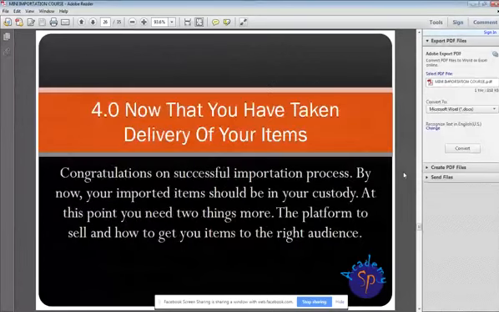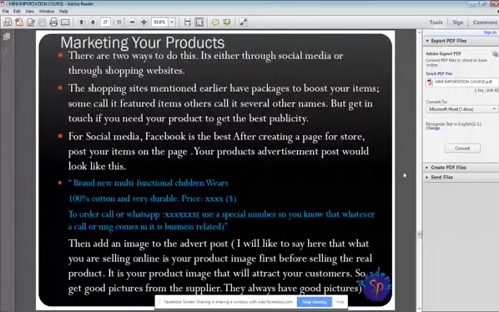Very important. Now that you have taken delivery of your items, congratulations on successful importation process. By now, your imported goods should be in your custody. At this point, you need 2 things: the platform to sell and how to get these things, and the marketing. Now, I've told you there are 2 ways to sell your product. Either you open a Facebook page to do your thing, or you sell on those other websites like Jumia, Konga, and the rest. All right. Now, to market your products, you have one major option.